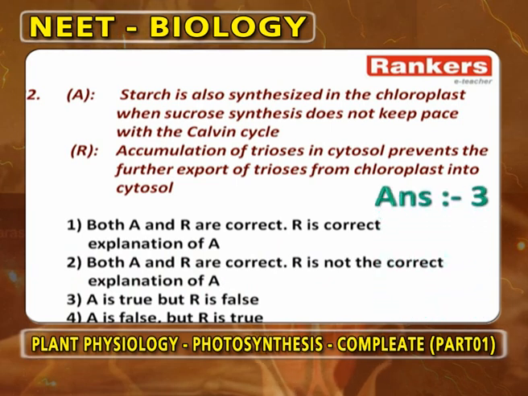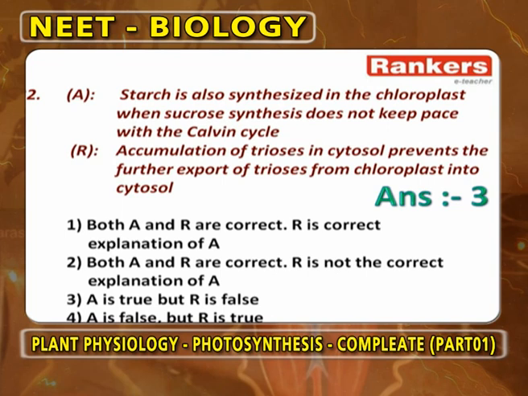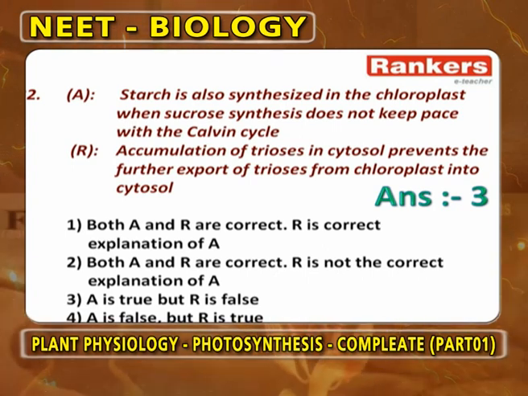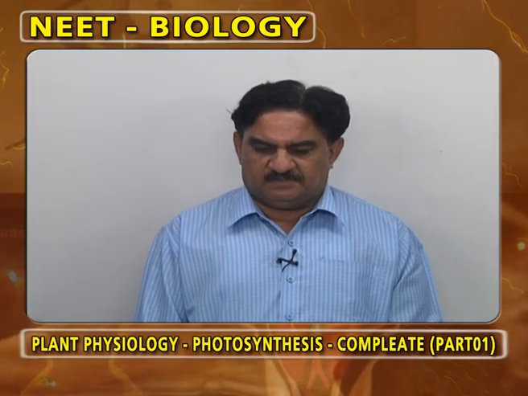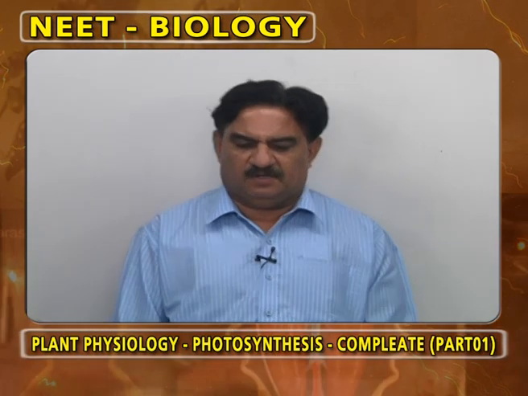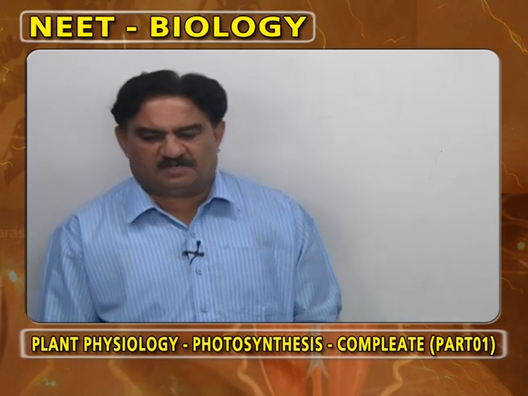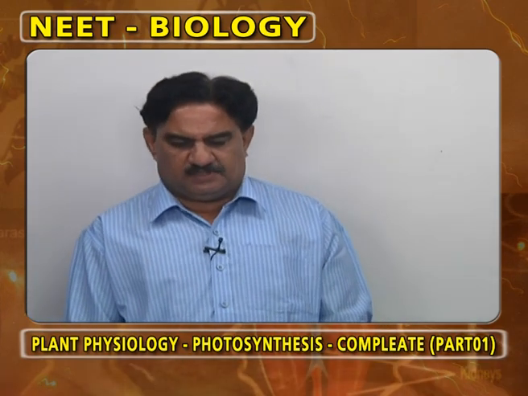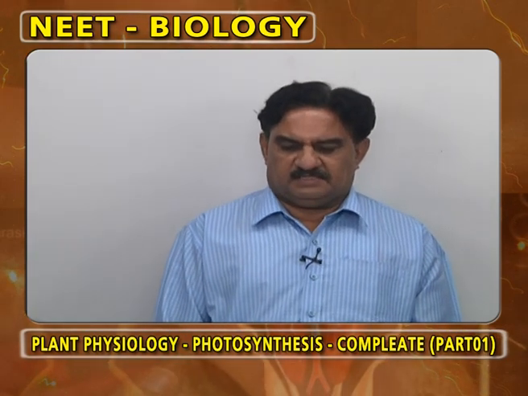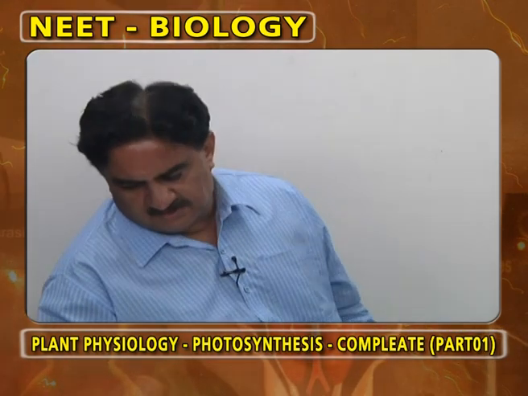This is an assertion reasoning. Starch is also synthesized in the chloroplast when sucrose synthesis does not keep pace in the Calvin cycle. That is correct. Accumulation of trioses in the cytosol prevents the further export of trioses from the chloroplast to the cytosol. That is wrong. So, A is correct, R is wrong. Third option.